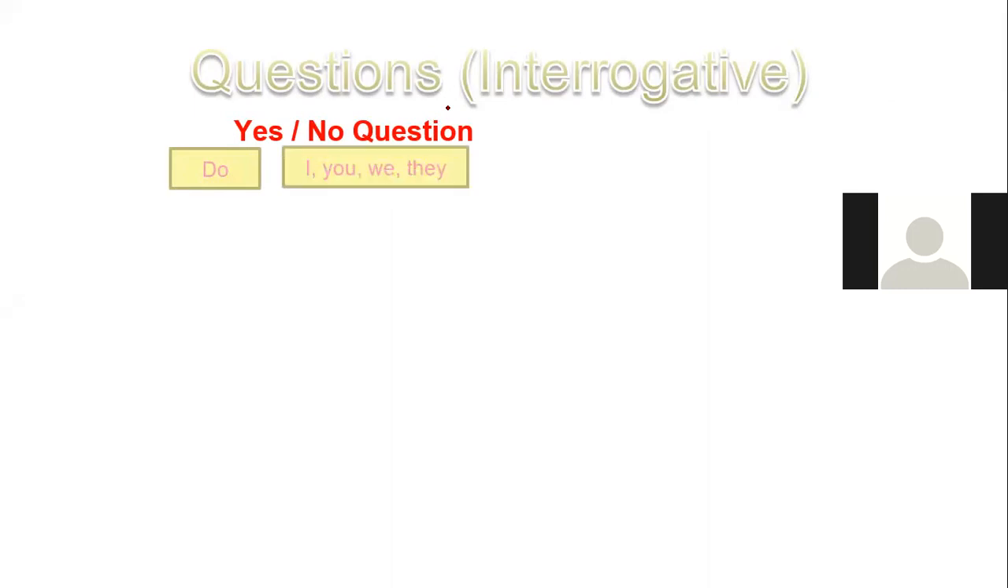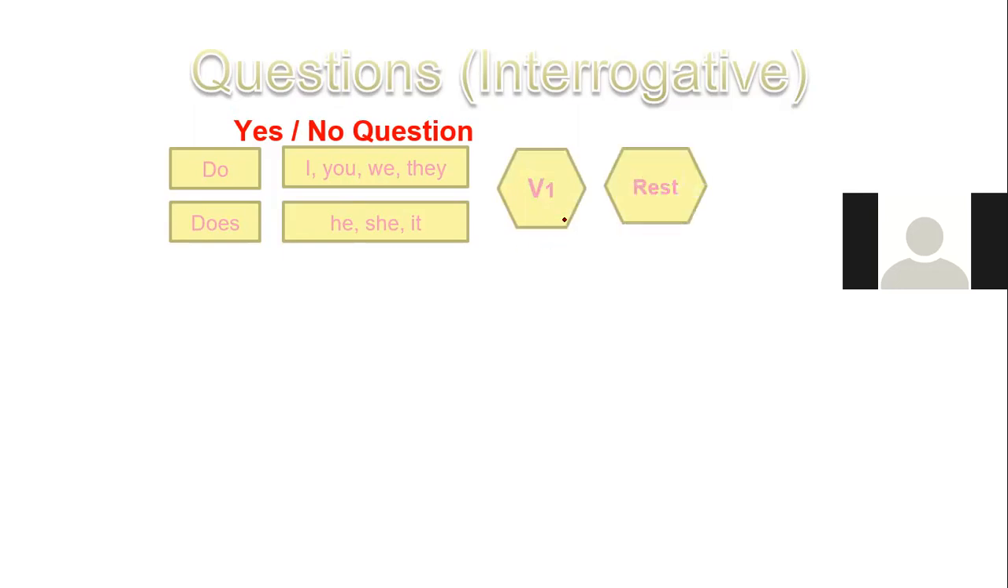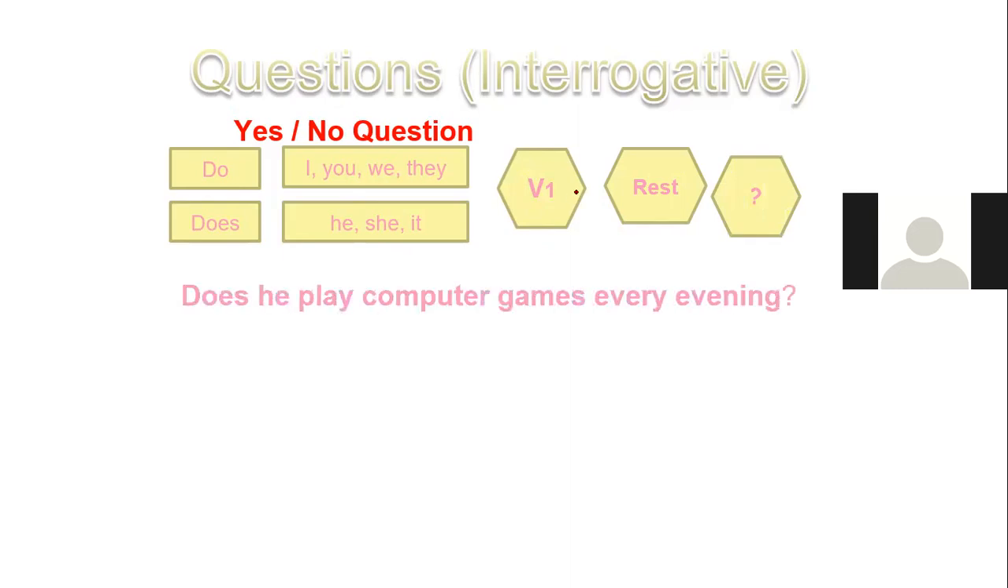Again, repeat that: do we use it with plural subjects and the subject pronoun I, and does we use it with the singular subject. After I write do or does first, then I have to write the subject, then I have to write the verb in its base form. I do not add anything to the verb. Then if there is the rest, another part of the sentence, I have to write it at the end, and a question mark at the end. The question mark is very important, and the capitalization at the beginning is very important.